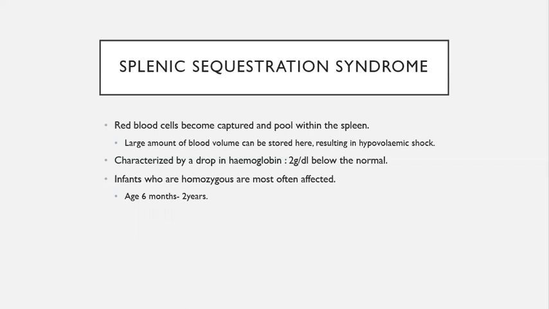Moving on to our next emergency, which is our splenic sequestration syndrome. So this occurs when the red blood cells become captured and pool within the spleen, and along with it, you have a large amount of blood volume that can be stored in the spleen, resulting in hypovolemic shock. So this is characterized by a drop in hemoglobin, usually 2 below the normal, and commonly occurs in children aged between 6 months to 2 years.